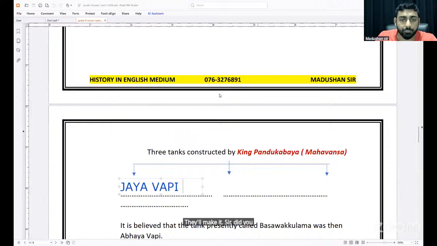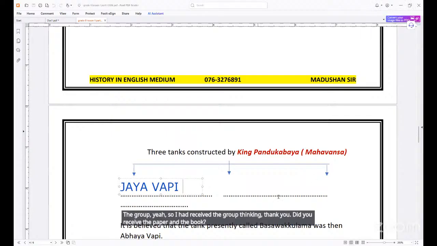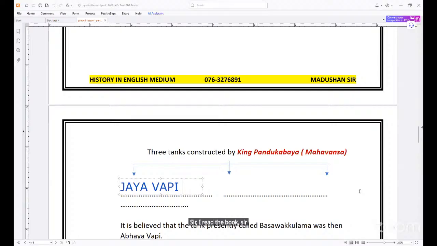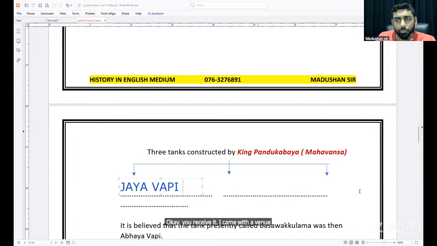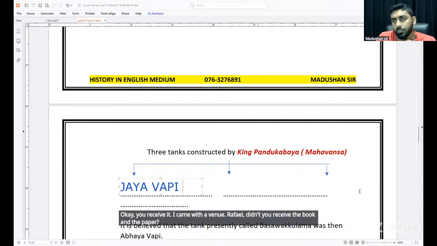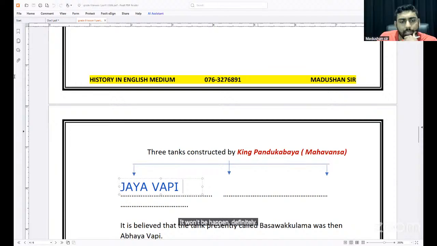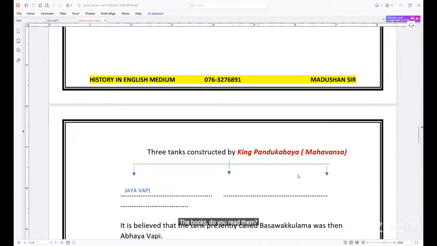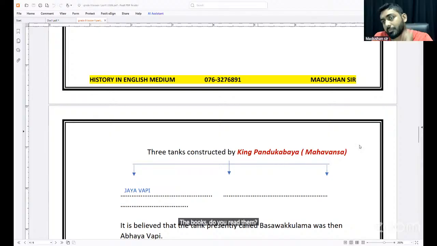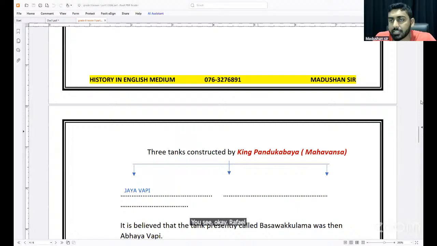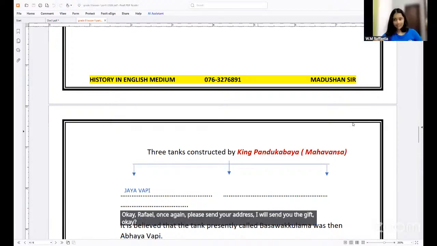Sir, did you publish the marks of third term? Yes, in the group. So I had received the book. Thank you. Did you receive the paper and the book? Yes, sir. I read the book, sir. It was very interesting. Thank you. Rafael, didn't you receive the book and the paper? Sir, did you publish it in the group, the grade 7 one? I think I can't remember actually. But however, I sent the paper and the books. Did you receive it? I didn't receive them, sir. Others? Received, sir. Okay, Rafael, once again, please send your address. I will send you the gift, okay? Okay, sir.